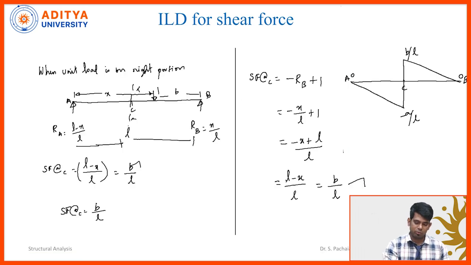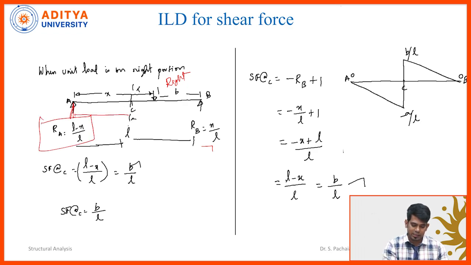In a similar way, this time I am going to keep the 1 unit force in the right portion. Right portion means keeping the 1 unit force in between the section XX and RB. The reaction forces are not going to change, we have the values of RA and RB. Now I am going to calculate the shear force at the point C. From A to the XX section, only RA is there. In between, there are no other loads. So the shear force at the point C is now RA alone.